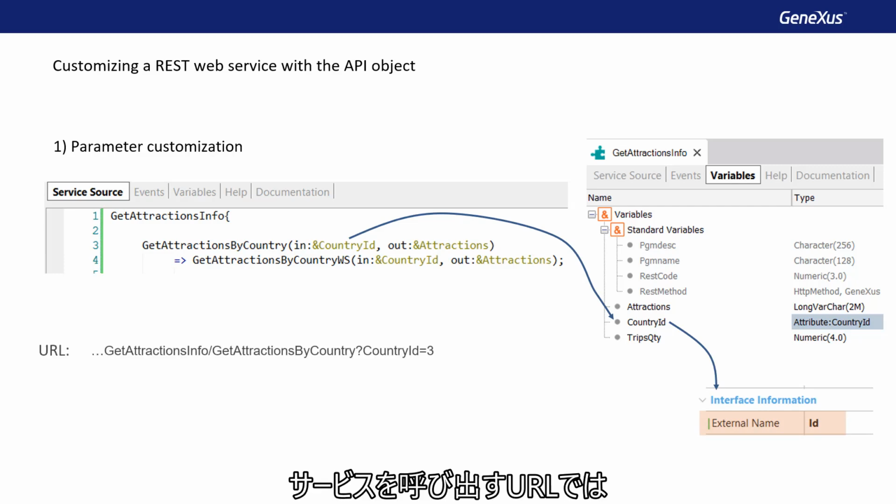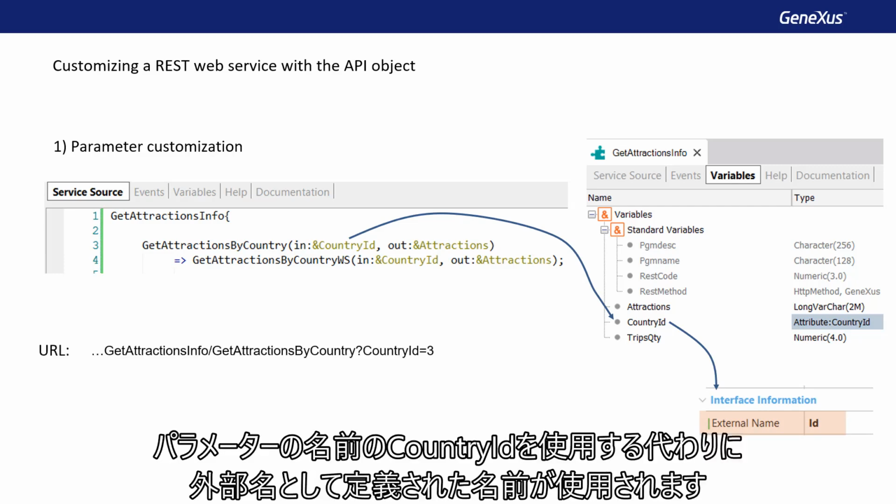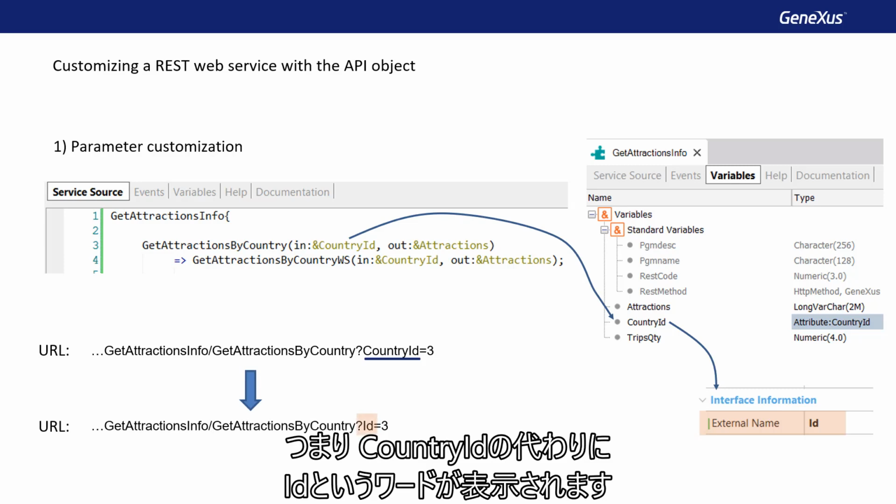In the URL with which the service will be invoked, instead of using the name country ID for the parameter, we'll use the name that we defined as external name. The word ID will appear instead of country ID.